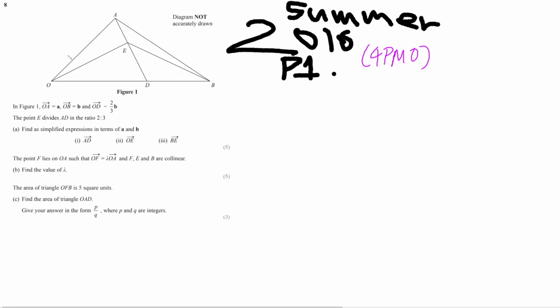So you've got this diagram here. OA, this vector from O to A, is vector A. OB, this vector from O to B, this entire thing, is vector B. And OD, from O to D, which is clearly D being on the same line as OB, all 3 points are collinear, is 2 over 3B. So that's just that this segment OD, 2 over 3B, is twice that of DB, which by implication is 1 over 3B.